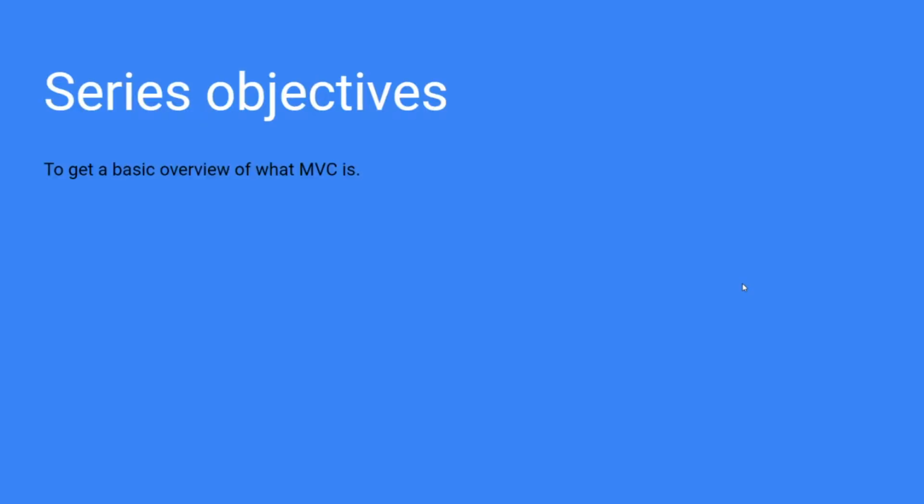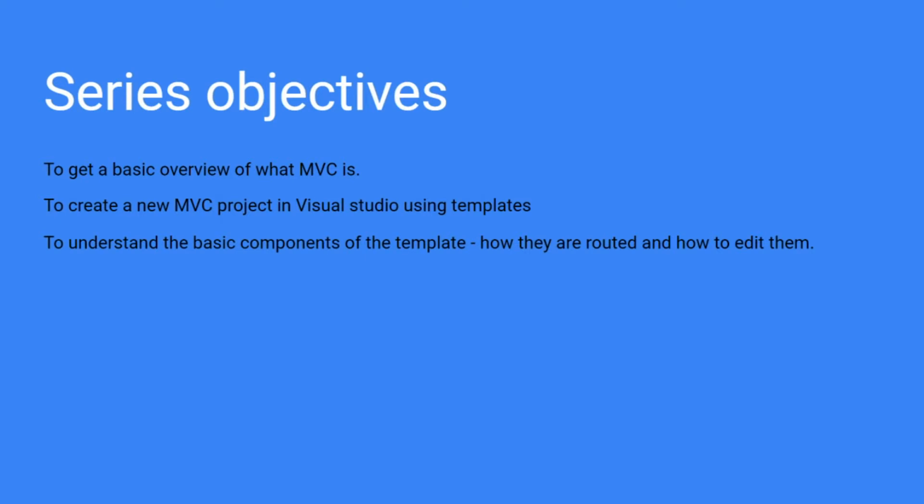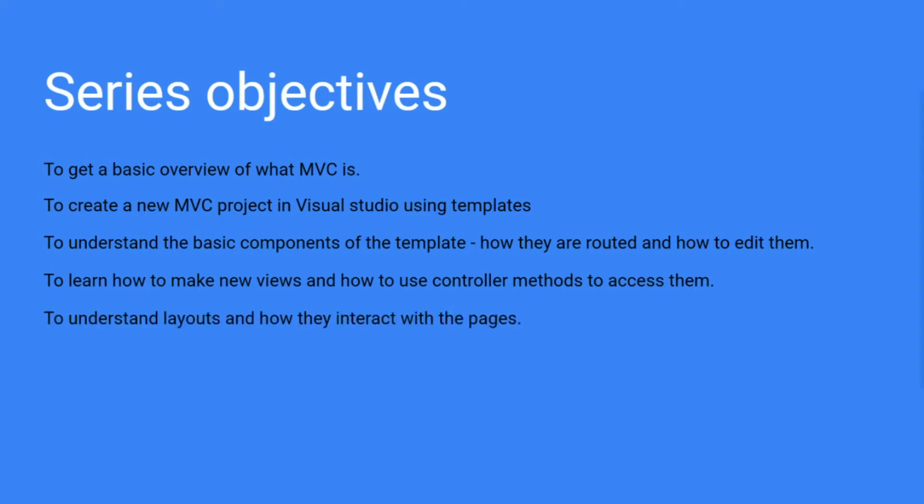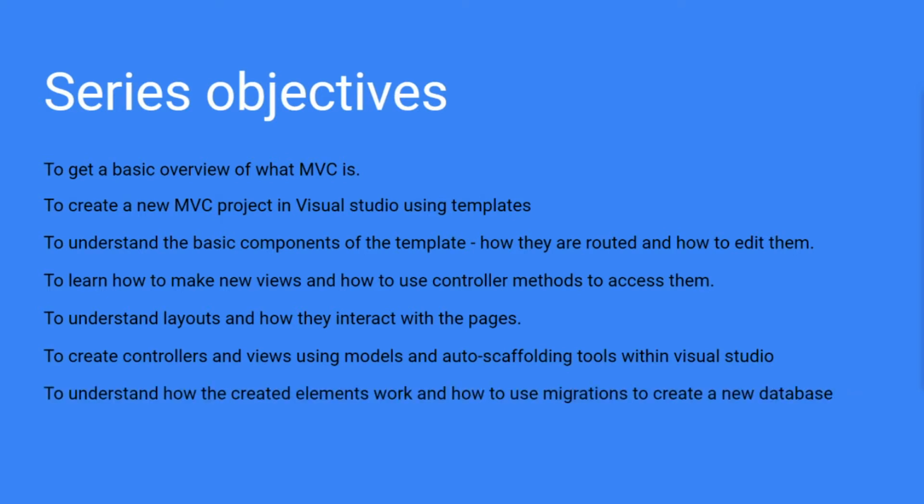So, series objectives. We're going to start with getting a basic overview of what MVC is. To create a new MVC project in Visual Studio using the templates provided. To understand the basic components of a template and how they're routed around and how to edit them. To learn to make new views and how to use controller methods to access them. To understand layouts and how to interact with the pages that you create. To create controllers and views using models and auto scaffolding tools within Visual Studio. To understand how the created elements work and how to use migrations to create a new database. And to learn how to view the data and tables created within Visual Studio.